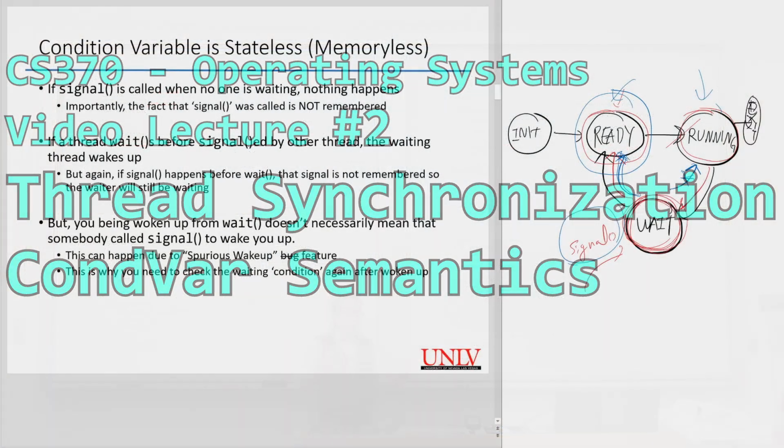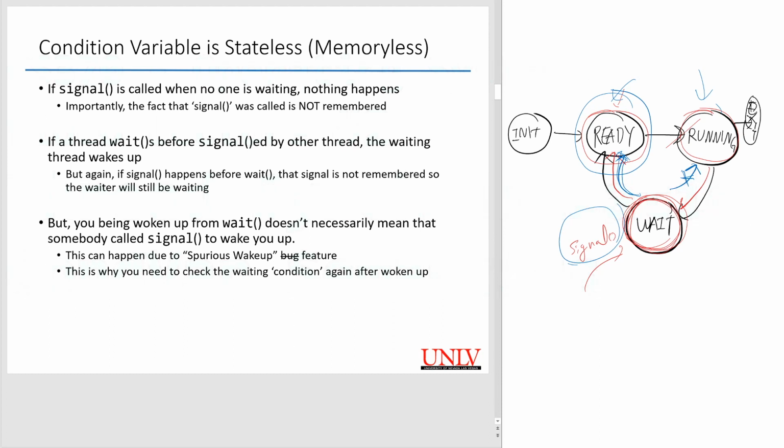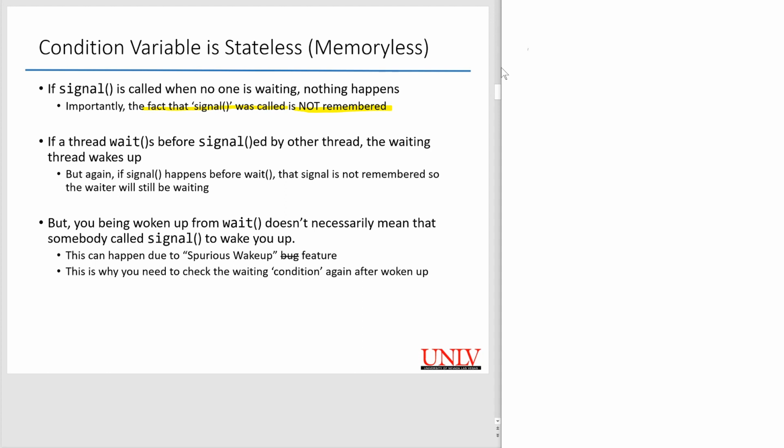A condition variable is stateless, or memoryless. If signal is called when no one is waiting, nothing happens. What it means is that the fact that signal was called will not be remembered. Let's say this is a timeline, and you have one thread A, and it was executing something. It entered this critical section, grabbed the mutex, executed some code, and determined it had to wait.